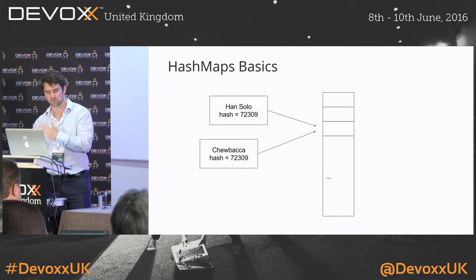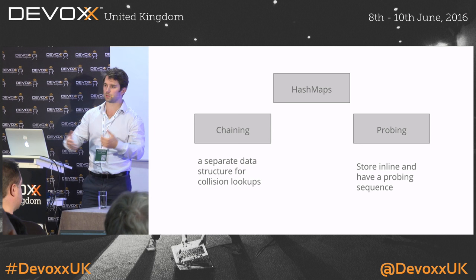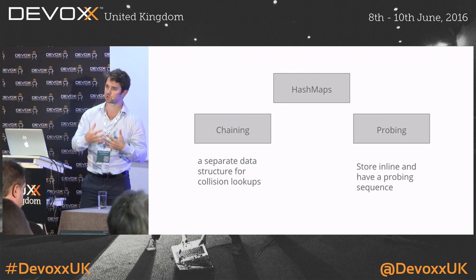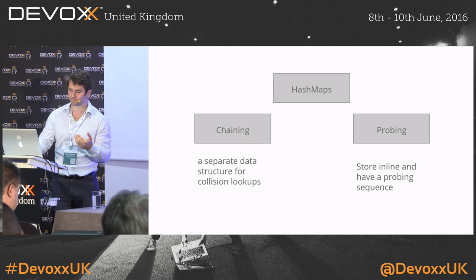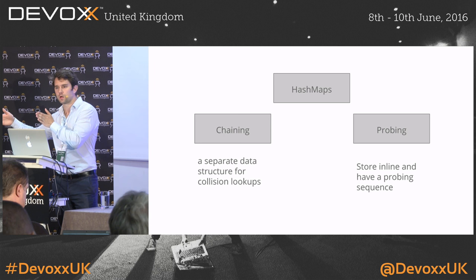What we're going to cover is two ways of handling collisions. One is called chaining. That's a strategy where you've got a different data structure to represent the bucket, and this data structure lets you look up the keys. The other one is called probing, which means the bucket is a continuous array, and we're going to have a probing sequence to figure out what's the right value associated to that key.